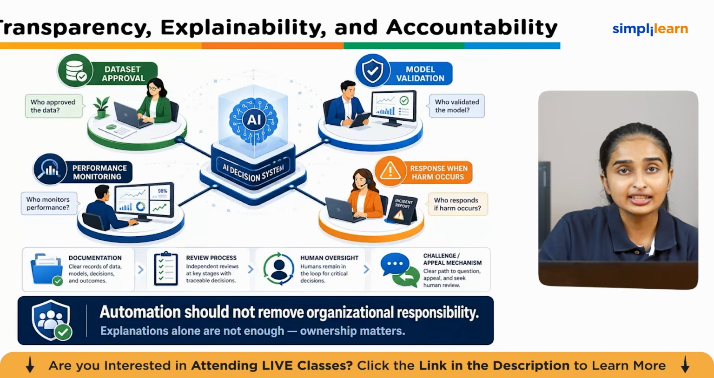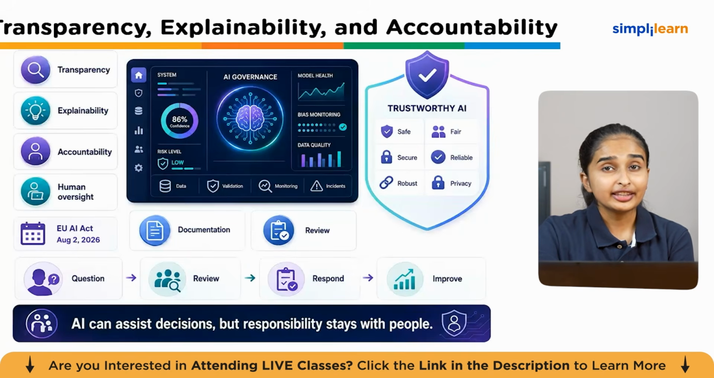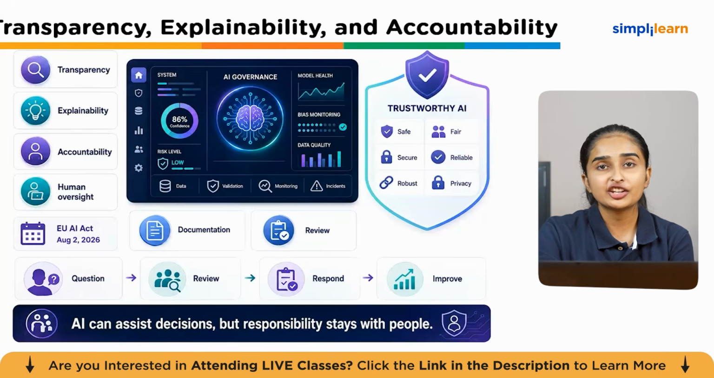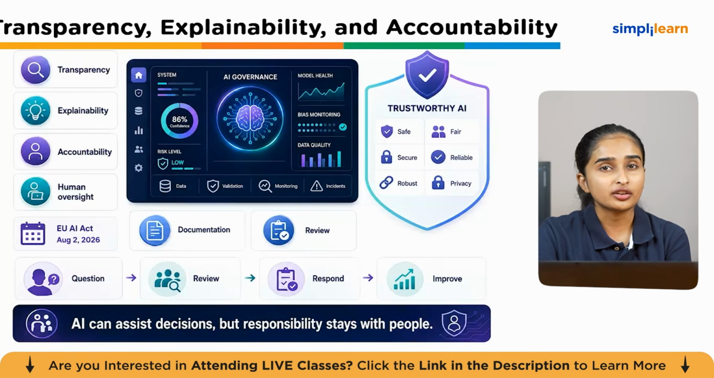Regulation is also increasingly emphasizing transparency. Under the EU AI Act, several transparency obligations became applicable from August 2, 2026, including requirements covering certain AI interactions and AI-generated content. Accountability is equally important because explanations alone are not enough.